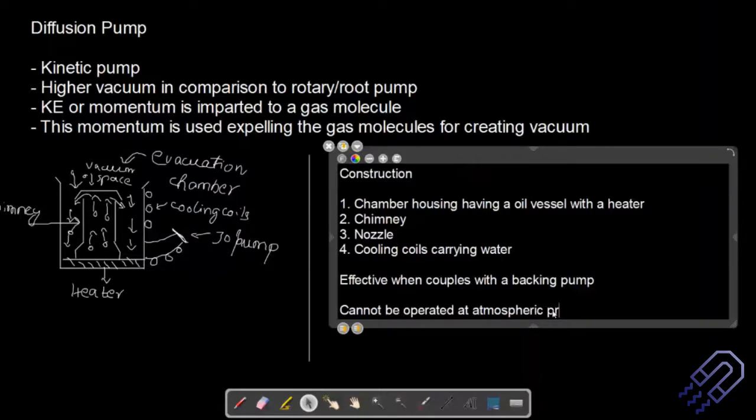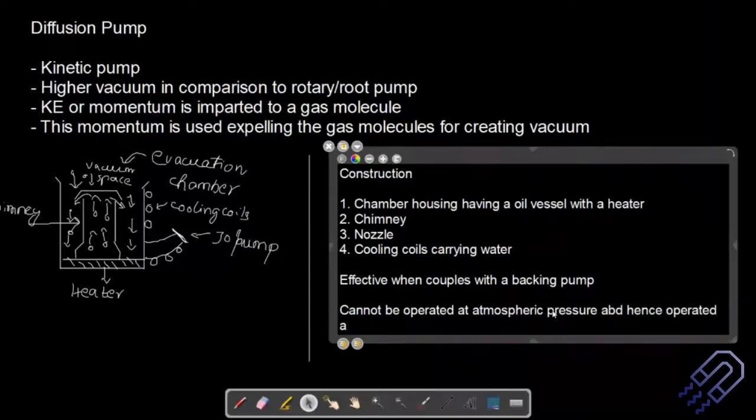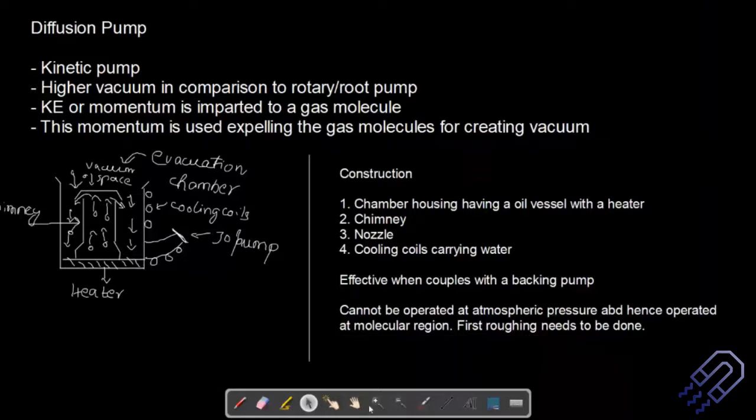And hence it is operated at the molecular region. So you already have taken out a substantial amount of air out of the system, and it is operating in the molecular region. So first roughing needs to be done. This is important. First the roughing is done and then only you can actually use it in the molecular region. So this is basically the construction part of this diffusion pump.